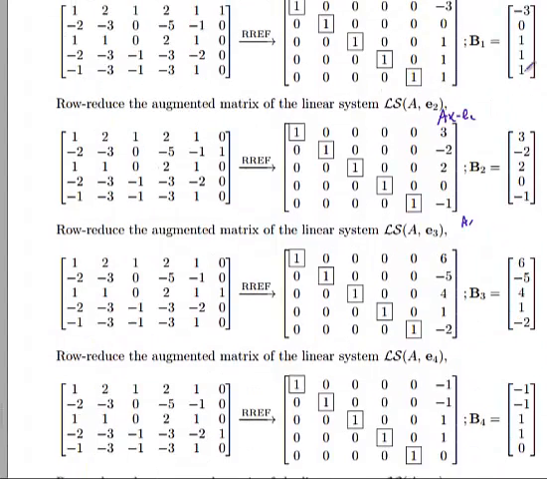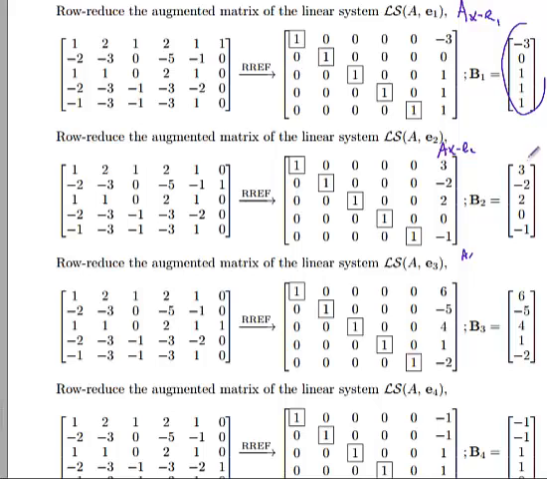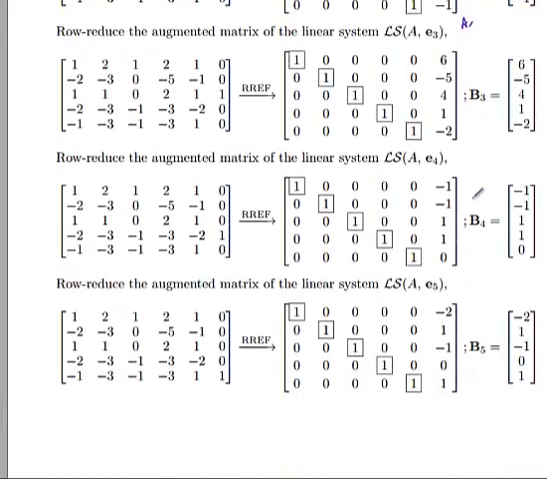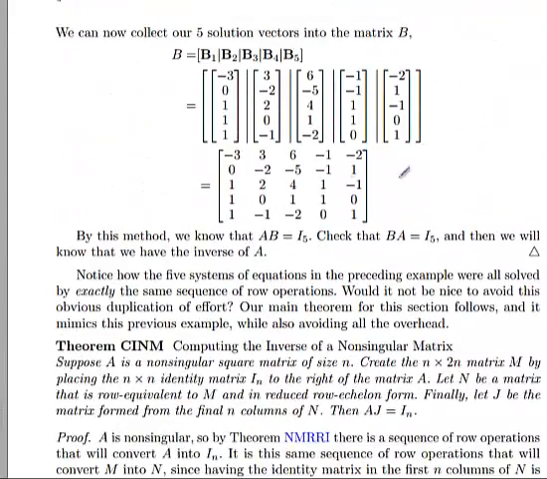I just put all of these columns together. This is the first column of the inverse, the second column, third column, and so on. So I put these columns together. That gives me my inverse matrix. And then you can verify that A times B is the identity matrix and that B times A is the identity matrix.